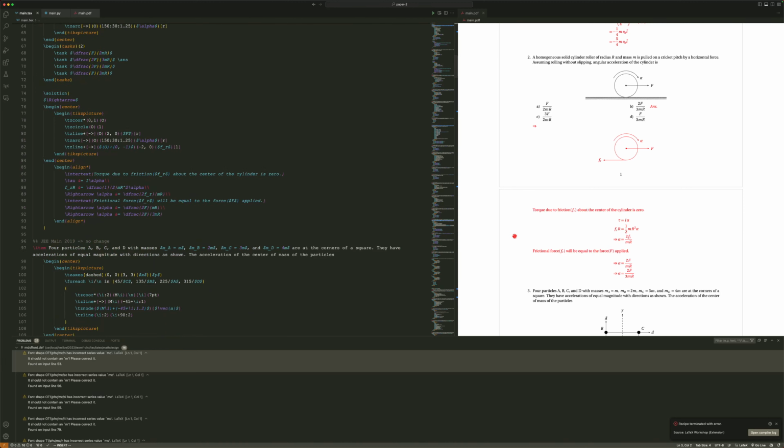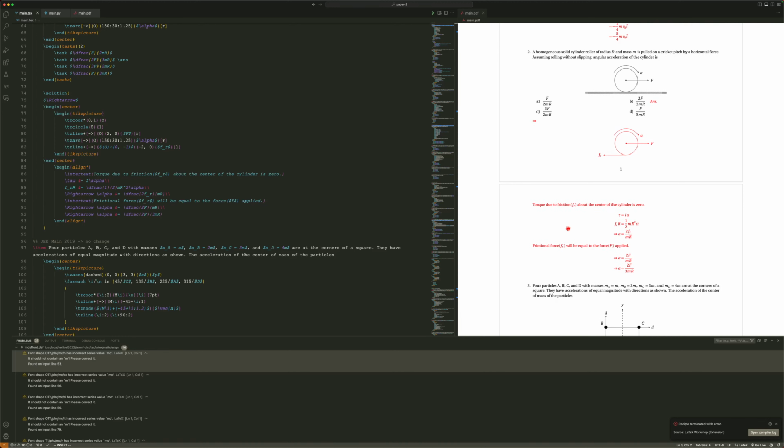So yes, we can see that the answer is right, but I don't think the logic behind the force and friction is right. So it's rolling, so we have to apply acceleration. So torque due to friction, yes, it's completely fine. Yes, it's completely fine. But the second line is not fine.